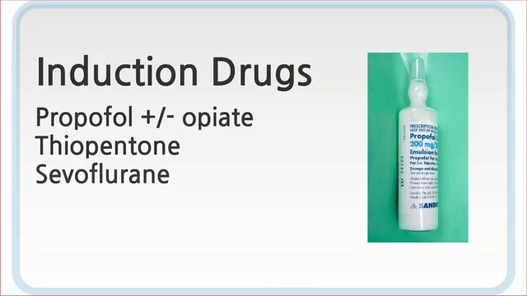Sevoflurane is an anesthetic vapor, so this is commonly used in pediatric anesthesia where it may be difficult to find a vein or to calm a crying child down to be able to cannulate them. So it's a lot easier just to give them some sevoflurane gas to induce anesthesia.